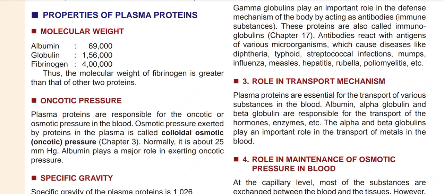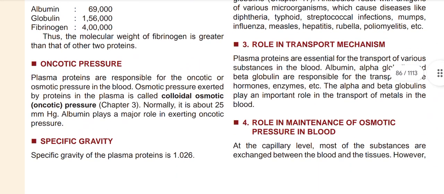Now, oncotic pressure or colloidal osmotic pressure. So, what is this? Plasma proteins are responsible for the maintenance of oncotic or osmotic pressure in the blood. Osmotic pressure exerted by the proteins in the plasma is called colloidal osmotic pressure or colloidal oncotic pressure. The normal value is 25 mm Hg, and albumin plays a major role in exerting the oncotic pressure as it is in more quantity. Specific gravity of plasma proteins is 1.026.